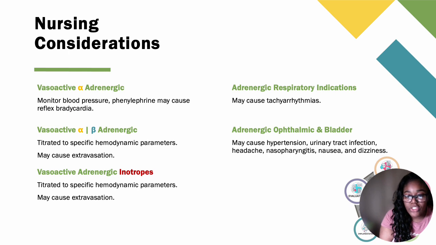And then you have adrenergic respiratory indications that may cause tachyarrhythmias, or high heart rate arrhythmias, specifically in those who already have tachycardia or a dysrhythmia such as atrial fibrillation or atrial flutter. You have adrenergic ophthalmic and bladder, and this may cause hypertension and urinary tract infections, which makes sense because you're holding on to the urine that you would essentially be excreting. So that may include bacteria that can cause urinary tract infections. It may cause headache, nasopharyngitis, nausea, and dizziness.